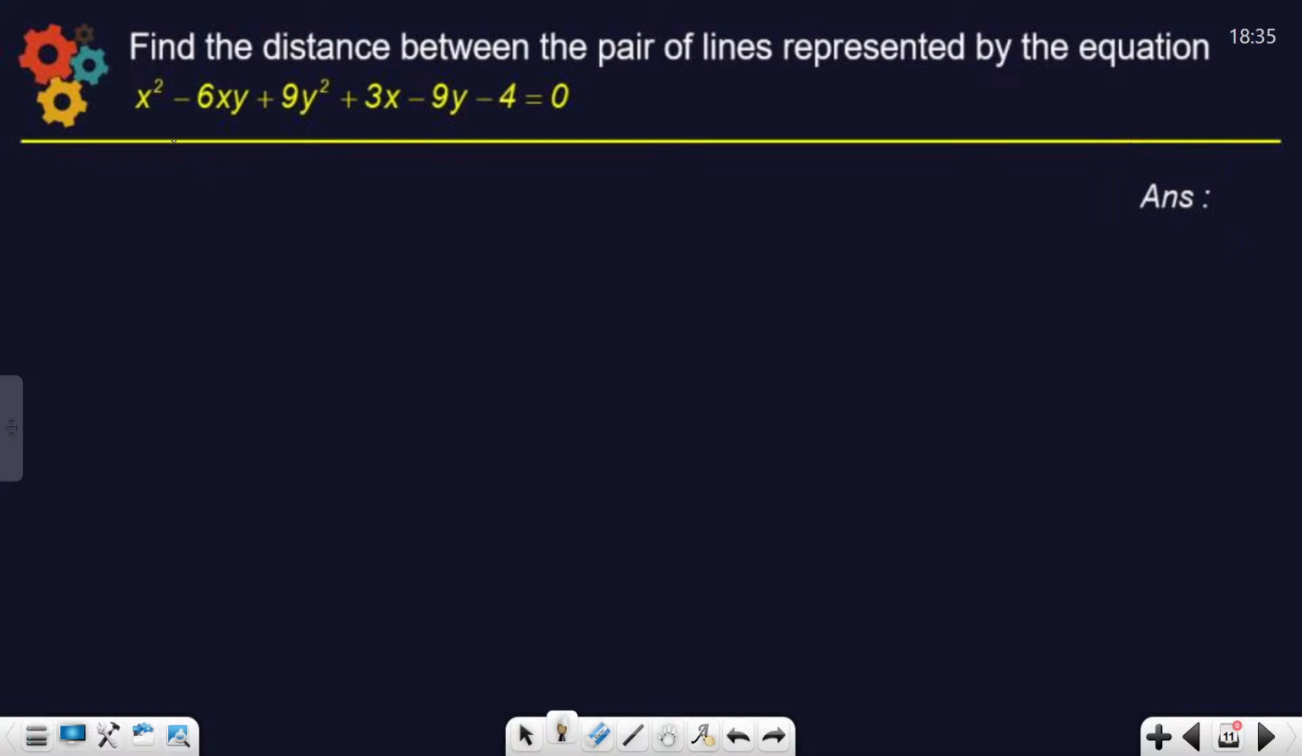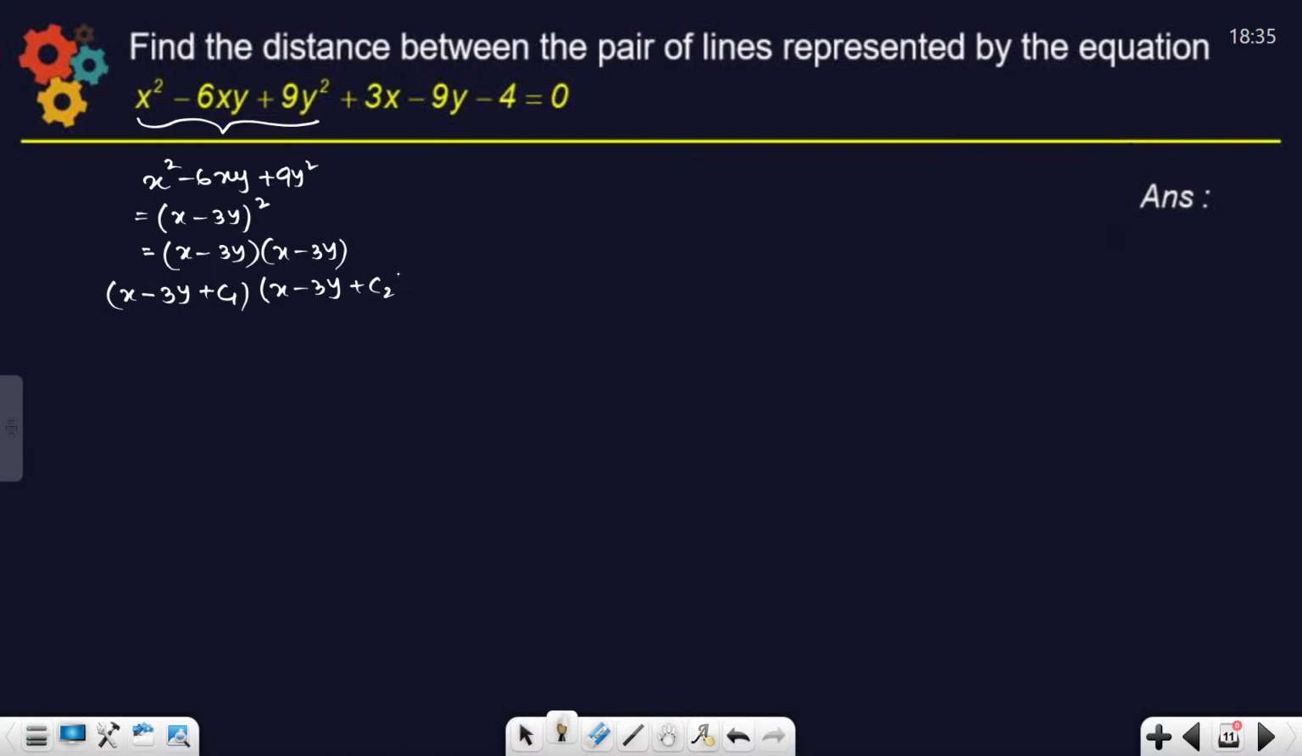And for that, as I told you, always take the quadratic part to factorize. So x squared minus 6xy plus 9y squared, if we factorize, we get x minus 3y whole squared. That is, the two factors are x minus 3y, x minus 3y. So the two straight lines will be x minus 3y plus c1 into x minus 3y plus c2, which equals the given general second degree form, right?